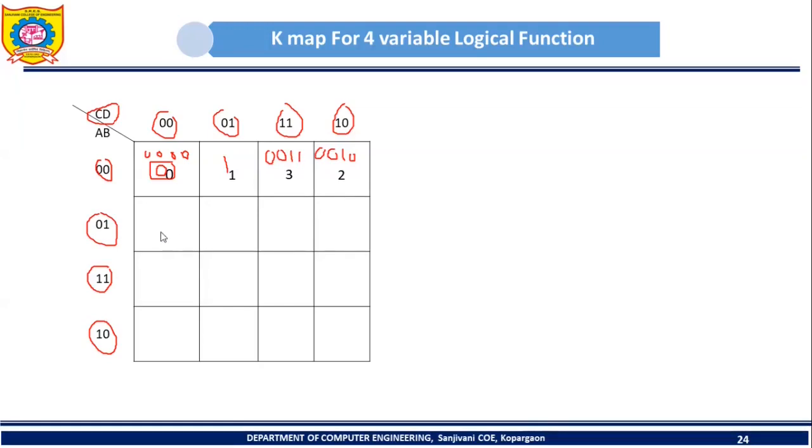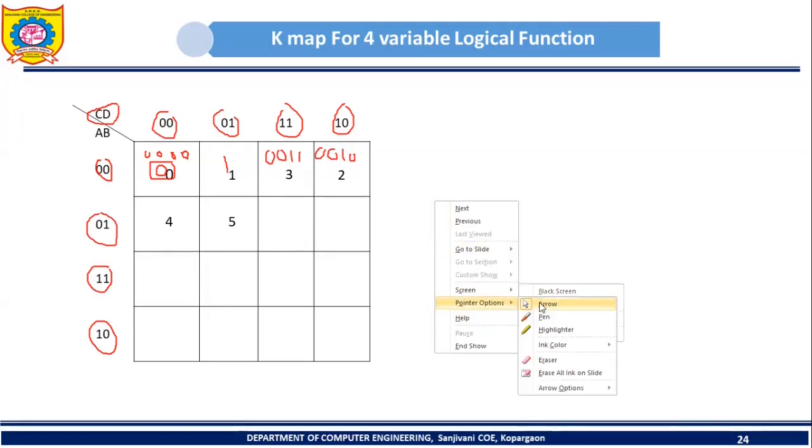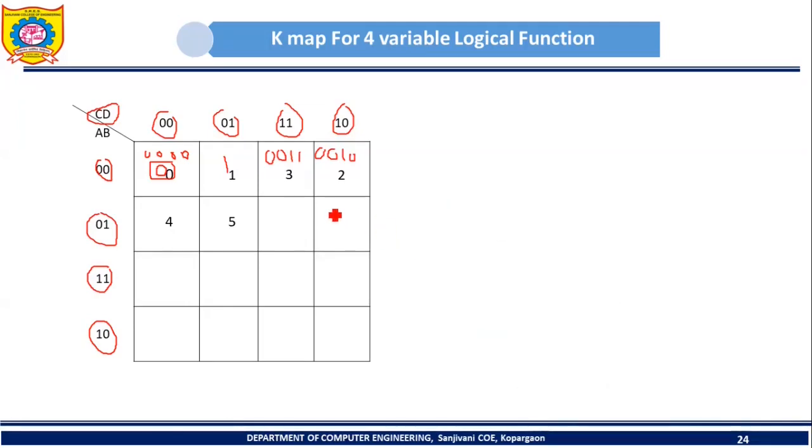So where will 4 be? Here I will have 4, then 5. Okay, where will the 6 be? See, for this cell, what is the input combination? A is 0, B is 1, and C is 1 and D is 0. So for this cell it is 0 1 1 0. It is a binary number, convert it into decimal. So here it will be 6, right? Then this cell will correspond to input combination 7, right?